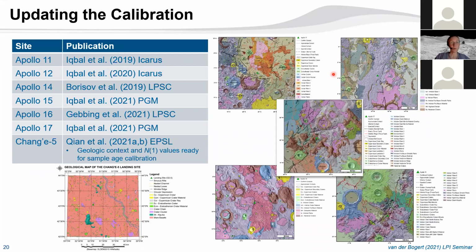And we just recently published, we supported Yuki Qian in China with his work on making a geologic map of the Chang'e 5 landing site and deriving N=1 values that are now ready and waiting for sample age analysis. So we can then plug it into the chronology.